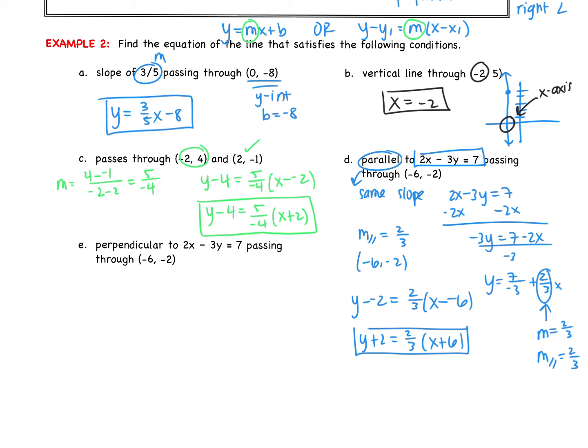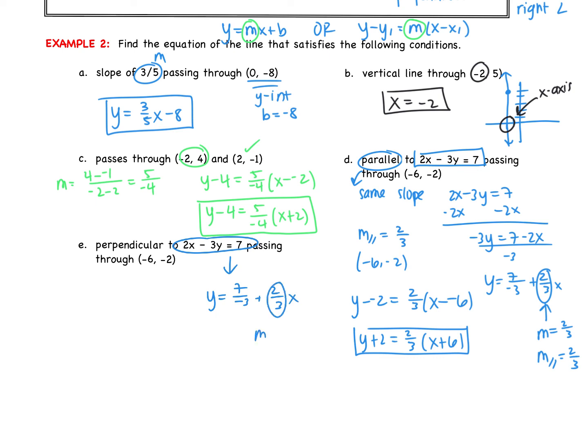Last one is E. We're writing the equation of the line that is perpendicular to 2x minus 3y equals 7, and that passes through negative 6, negative 2. First of all, do you notice it's pretty much the exact same question except parallel versus perpendicular? Same line, same point. So we still need to know the slope of this line. We solve for y, which we already did in the previous one, and we got 7 over negative 3 plus 2/3 x.